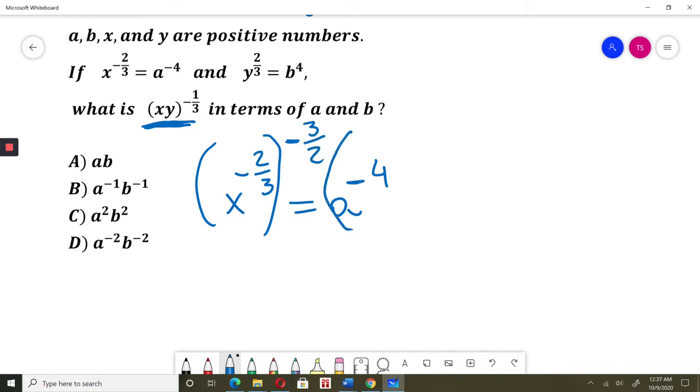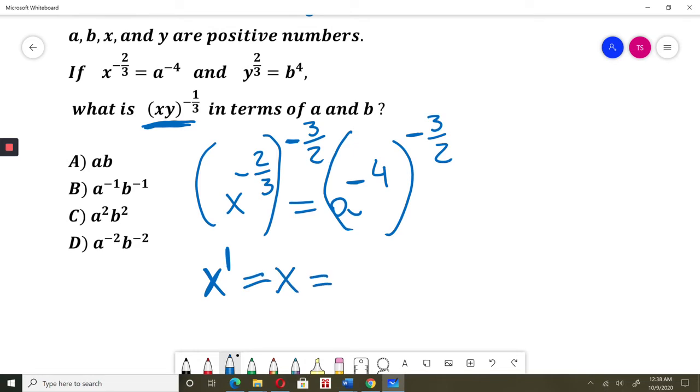Whatever I did on the left, I have to do on the right side of the equation. So I will put negative 3 over 2 as well. On the left side, I have x to the power of negative 2/3, to the power of negative 3 over 2. Power to power, I'll have x to the power of 1, because negative 2/3 times negative 3 over 2 is just 1. x to the power of 1 is just x, what I want.